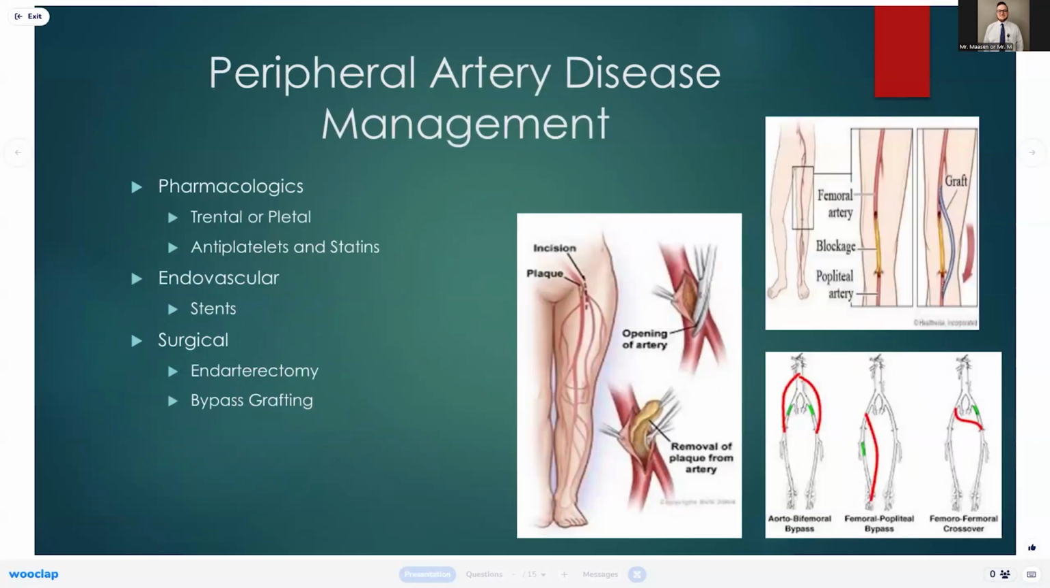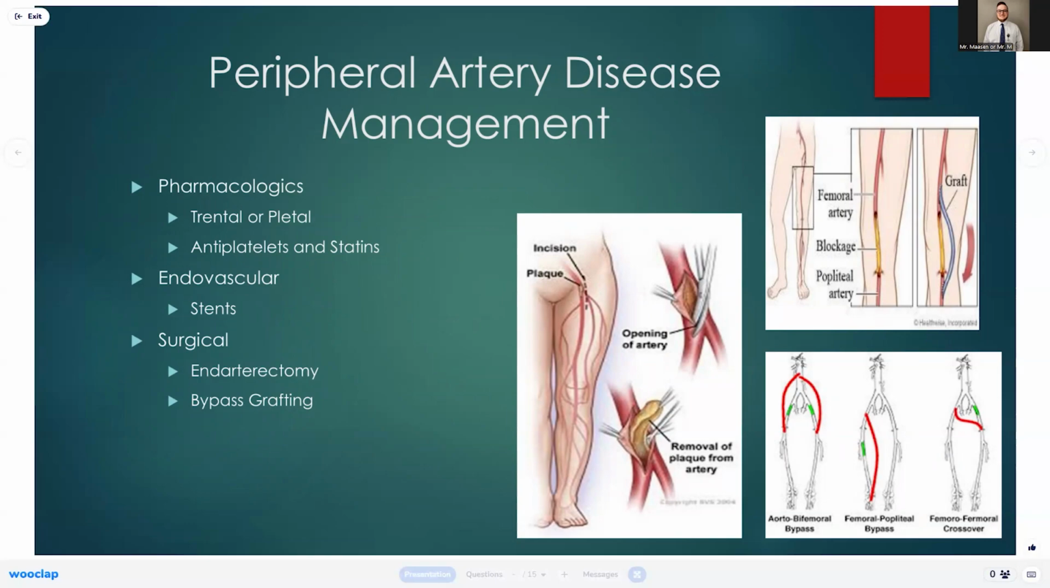So how do we manage PAD? Well, we can do medications like statins, which are trying to lower cholesterol. We can do antiplatelet drugs like Plavix, Eliquis, aspirin. We can put stents in if they need to surgically. We can also surgically remove, do an endarterectomy. We can remove the plaque buildup wherever it is and fix the artery that way.